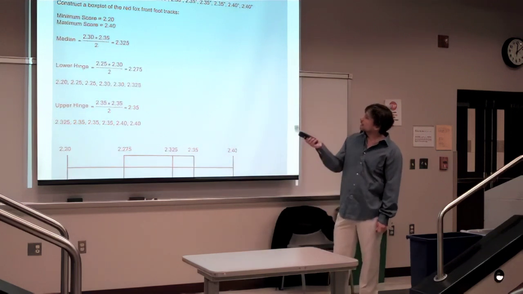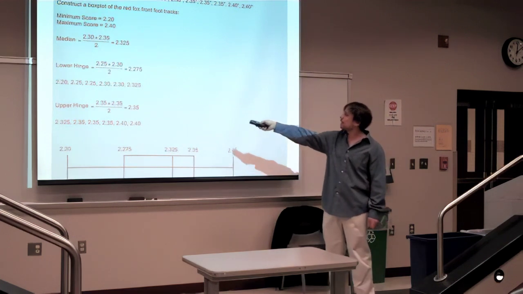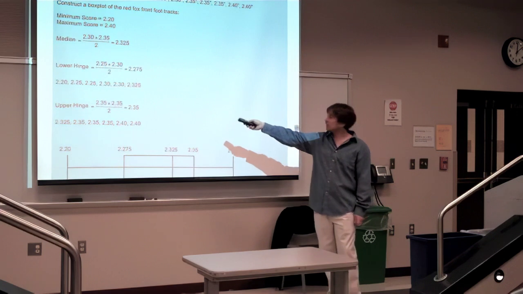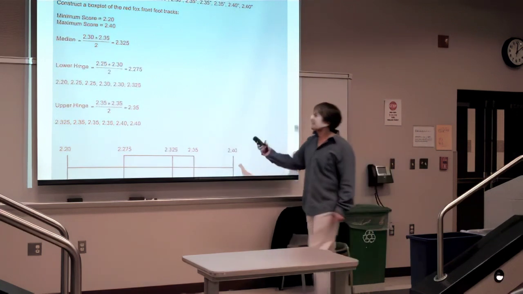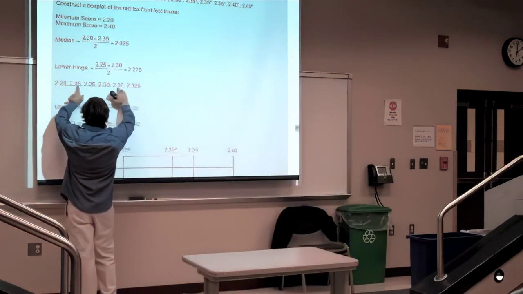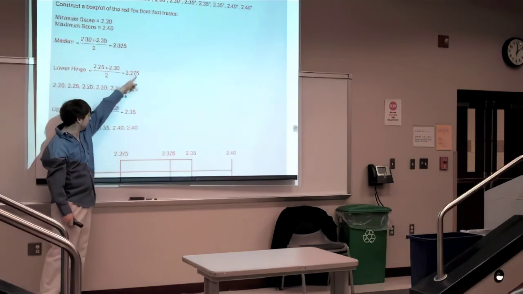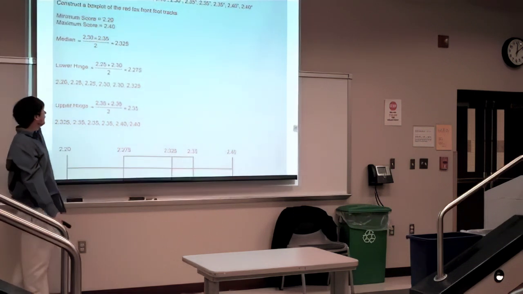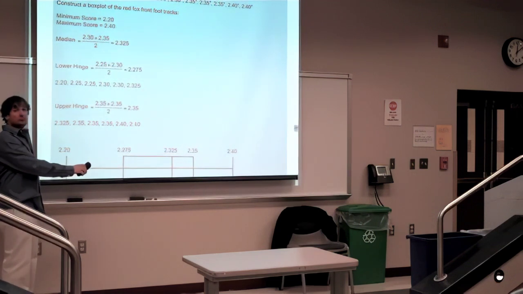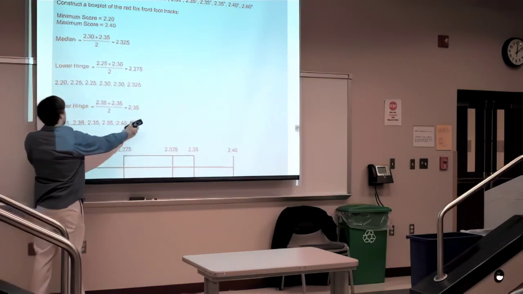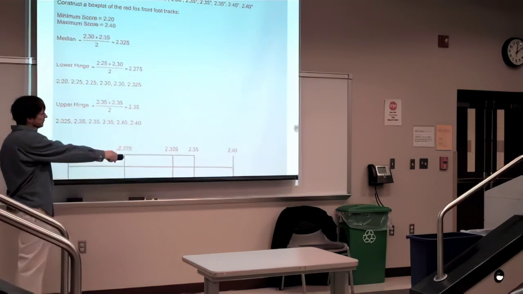Now, I'm going to do the lower hinge. So I take all the numbers up to including the median, even though this median is not actually a number in this data. And then I find the median of that. I'm left with these 2 numbers. I add them together, divide by 2. This is my lower hinge. For my upper hinge, I go from the median to the maximum number. And I find the median of that. It's these two added together divided by 2, which is this.